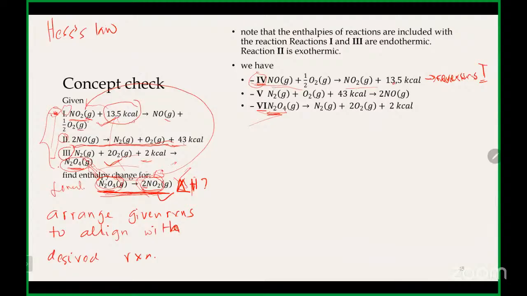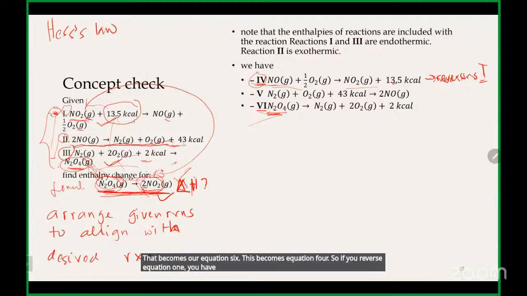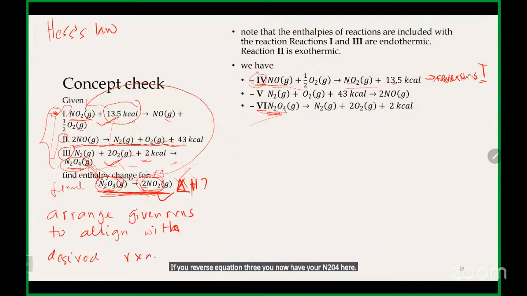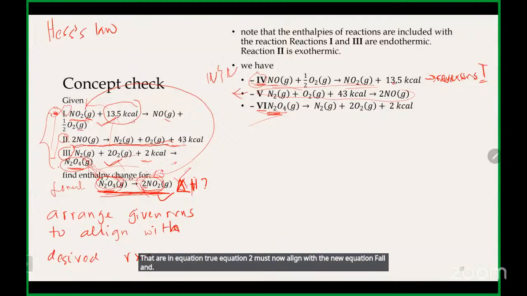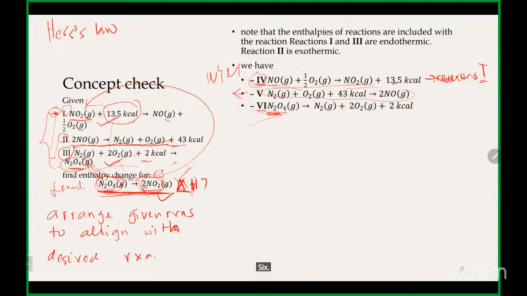So if you reverse equation 1, you have NO and NO2 here. If you reverse equation 3, you now have your N2O4 here. So the other entities that need to be rid of that are in equation 2 must now align with the new equation 4 and 6. So because of that, equation 2 was also reversed, so that it aligns with what we want to do.